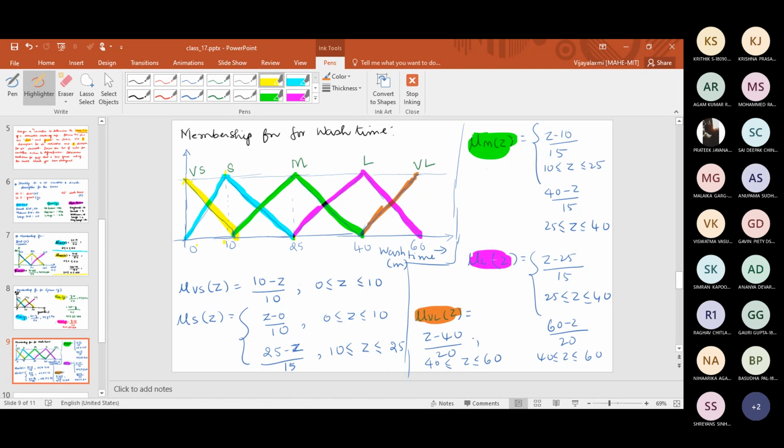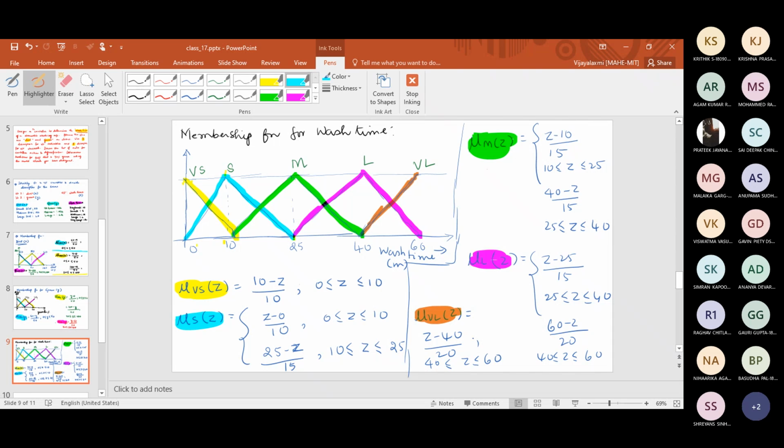In this way I have written the membership functions for all the 5 descriptors of the output function, that is the wash time, which is in minutes. I have colored them yellow, blue, green, purple, and brown. So you can just have a look. This is how we write the membership function diagram and membership function.